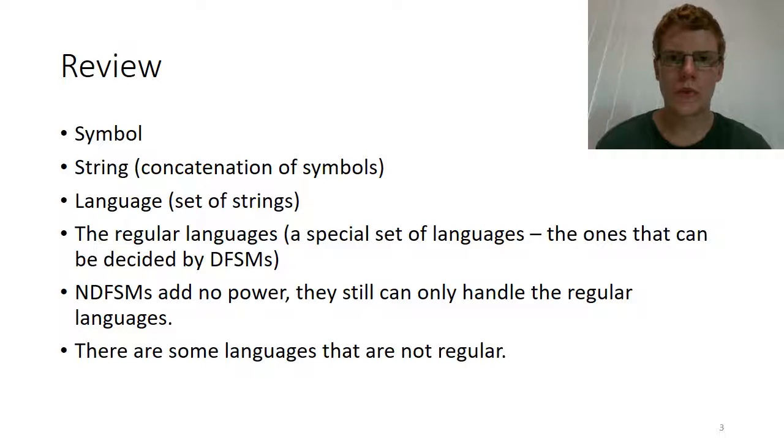So just a quick review to get things in your head. You all remember what symbols are. You remember that strings are concatenations of symbols from an alphabet, which we usually represent with sigma. You know that a language is a set of such strings, again from an alphabet, and the language may be finite or infinite. You know that the regular languages are a special set of languages, and they are the ones that can be decided by deterministic finite state machines.